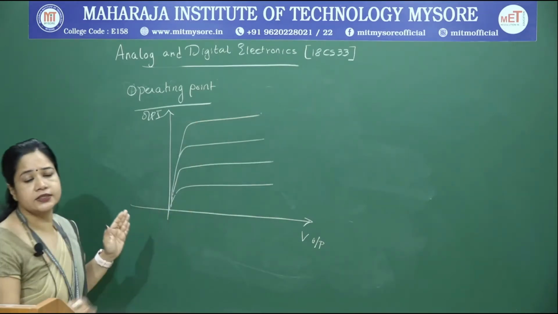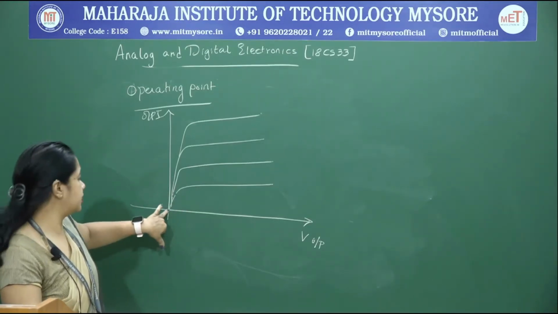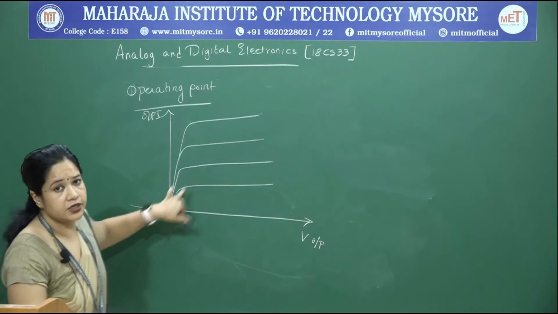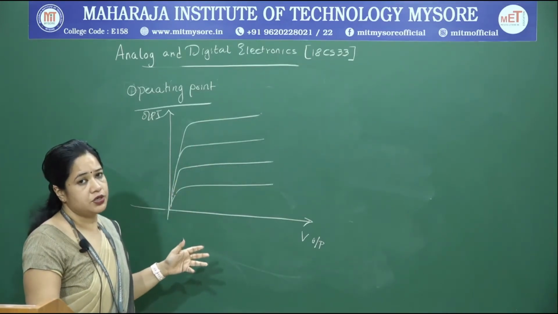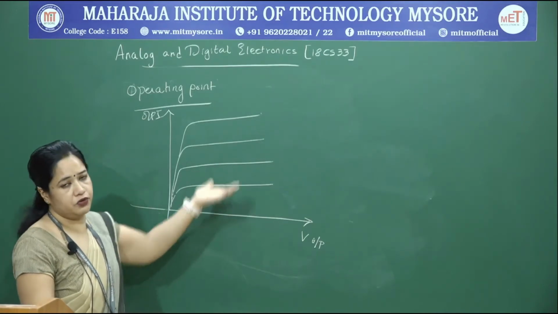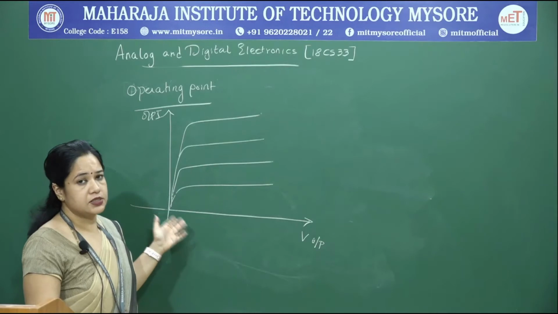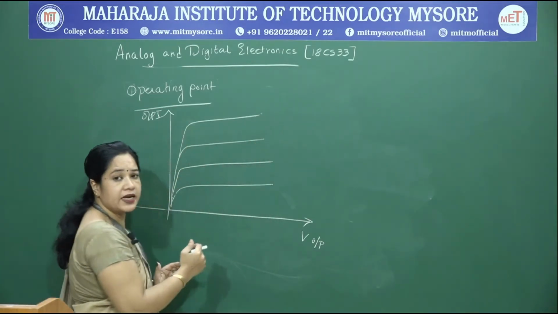This we call the output characteristics. If the junctions are reverse biased, we call it the cutoff region, and if both are forward biased, we say it is in the saturation region, which is suitably selected if you are using your transistor as a switch. And all the rest of this region we call the active region.